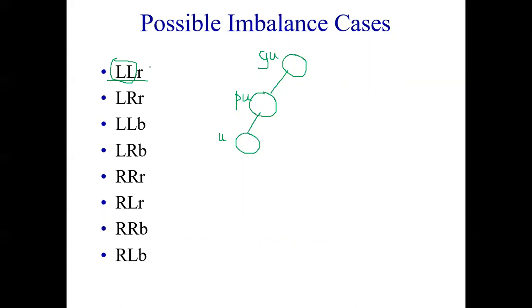Okay, and what is this R? This R actually refers to the parent's sibling. So this is the parent and this is the sibling of the parent. What is its color? If the parent's sibling color is red, then we say it is LLR imbalance. Okay? Then we say it is LLR imbalance.